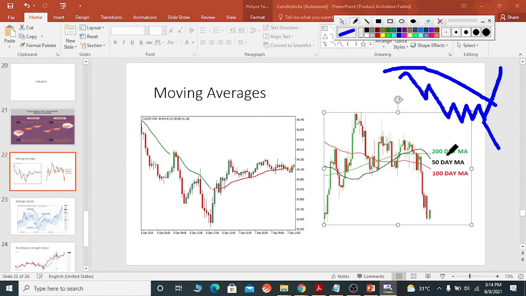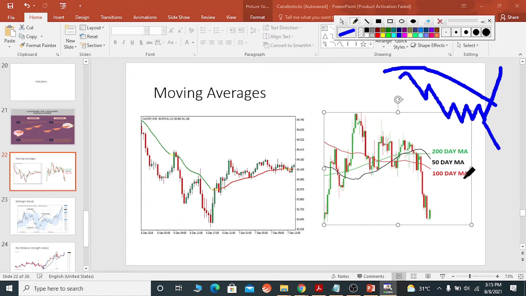For example, if you are a long-term trader, it means that you are taking a position and intending to hold it for a year or so. So you can use the 200-day moving average to know whether it's in a long-term uptrend or in a long-term downtrend. But if you are a short-term trader, let's say you want to hold your position just for a month or two, then you can use the 50-day moving average or a 100-day moving average.